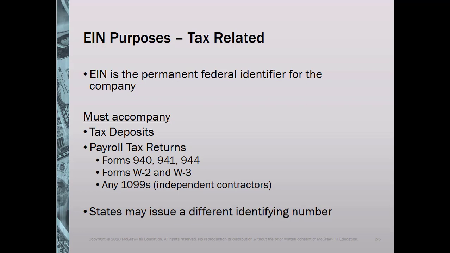So periodically the company must deposit payroll taxes to the Treasury, and they tell you how to do it, and we'll cover that in a few chapters. We have payroll returns, Form 940, 941, 944. Forms W-2, most of us are familiar with that, and we should be getting our W-2s pretty soon. And W-3s, any 1099, and typically these are 1099 miscellaneous for independent contractors. Your states may also issue identifying numbers. I will tell you the great state of Washington has separate ones for unemployment, Department of Revenue, and Labor and Industry.